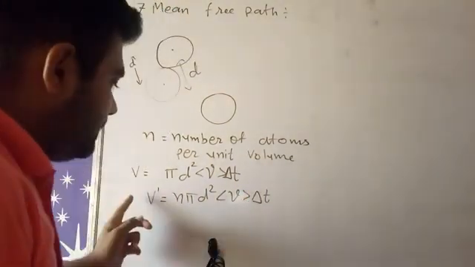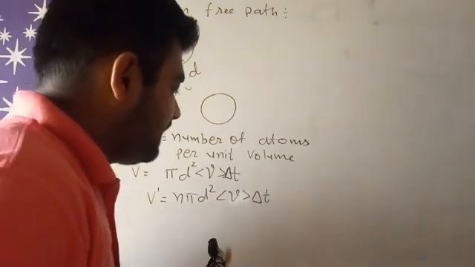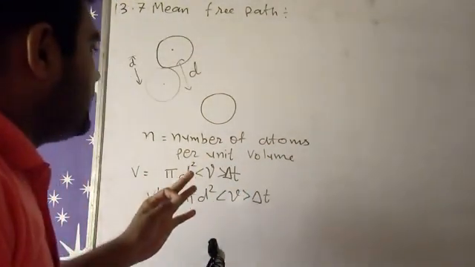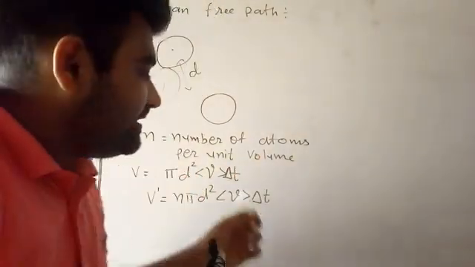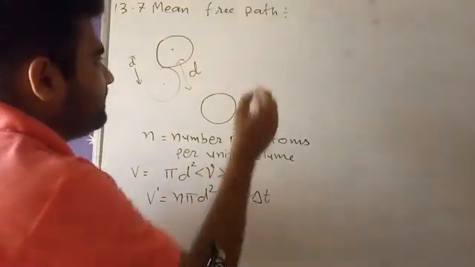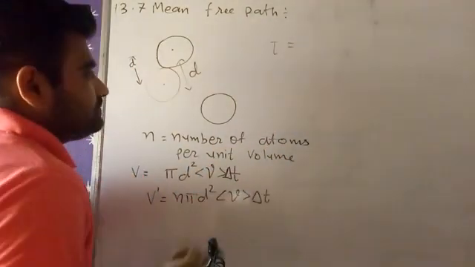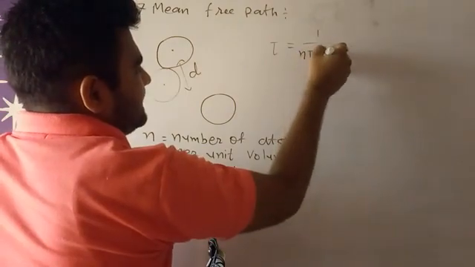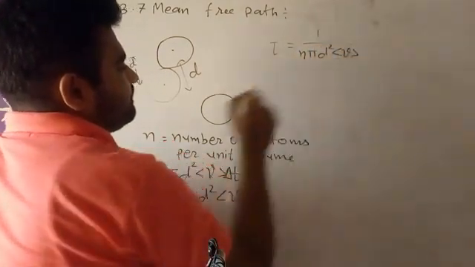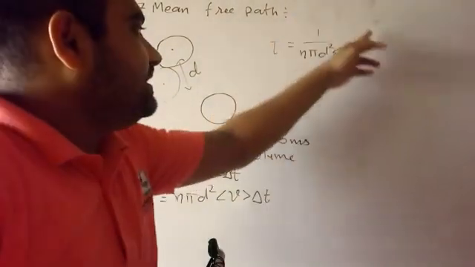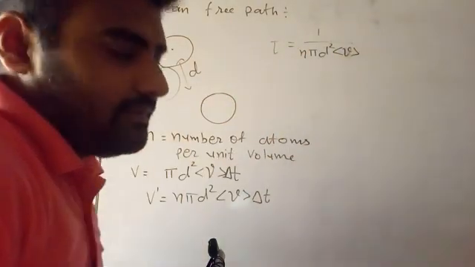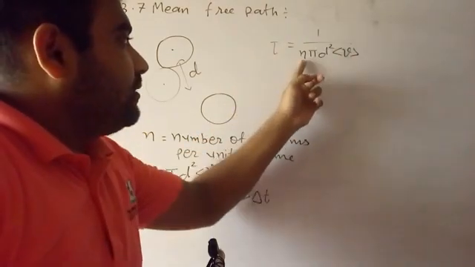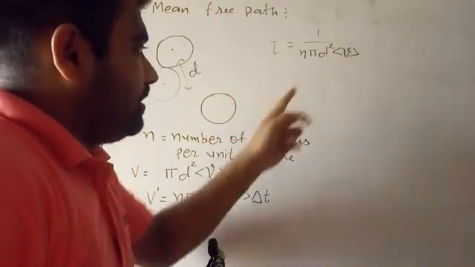Now here, if we want to find the time between two consecutive collisions, that we have to find. So time tau is equal to 1 upon n pi d square average v, right? So this is the collision time. Now tau is equal to 1 upon n pi d square into average v.